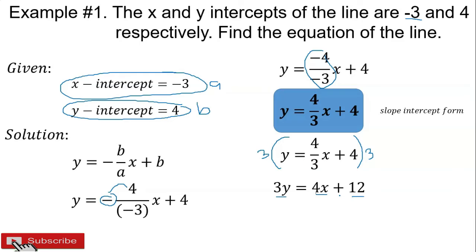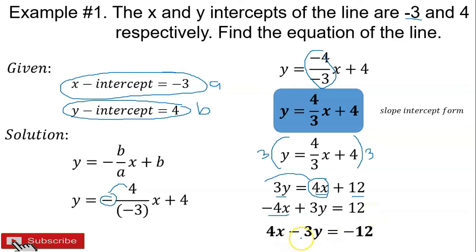Ngayon, i-arrange natin yan sa form na ax plus by is equal to c. So, transpose nyo lang yung positive 4x dito to left side, so it becomes negative 4x plus 3y is equal to 12. Or, this is 4x minus 3y is equal to negative 12. So, this is now our standard form of the equation.